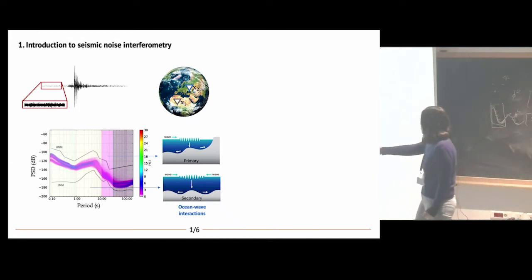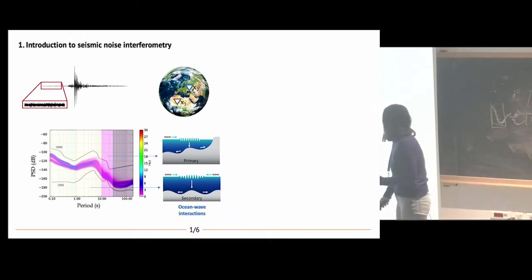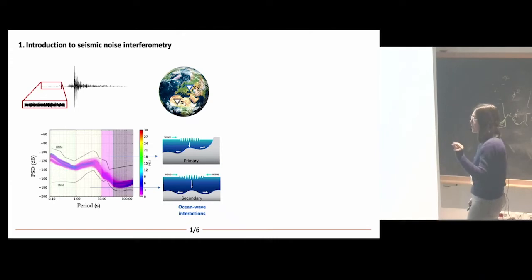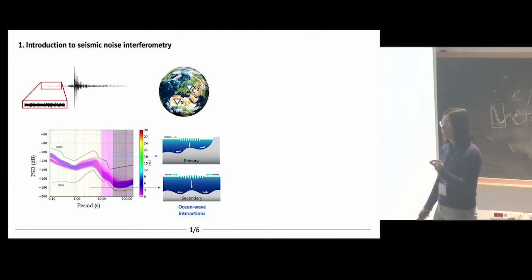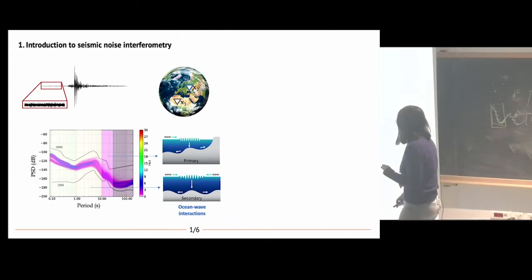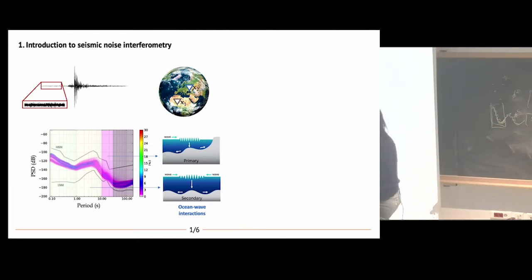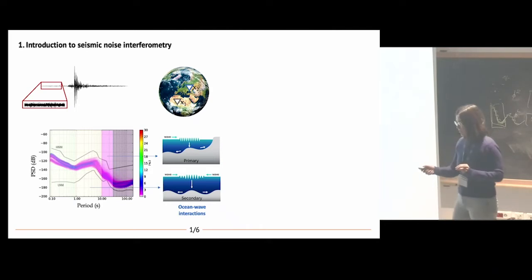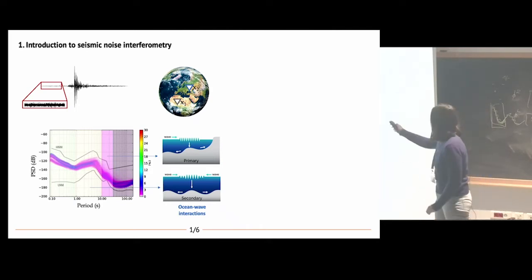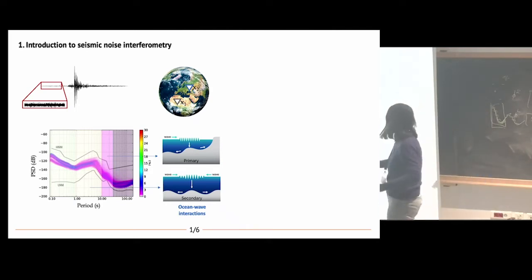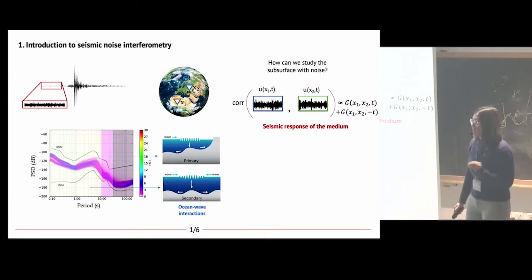Here I showed you a typical power spectral density of the seismic noise, and we know that we can define different frequency bands that are associated with different mechanisms. And as we have learned also in the past days, these two peaks of energy are associated to different ocean wave interactions. So if we have two stations located somewhere, how can we study the subsurface with noise?